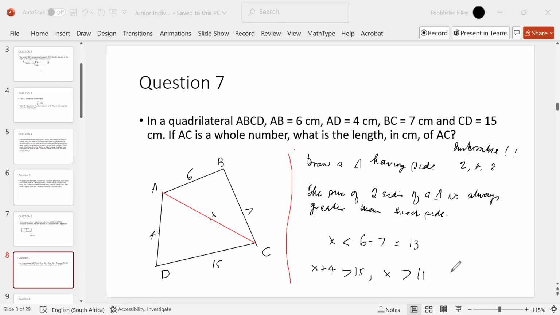So there you have it. You have this X is a whole number. It's greater than 11 and smaller than 13. There's only one whole number which is greater than 11 and smaller than 13. And the answer is 12. It's a nice problem, which uses the fact that the sum of two sides of a triangle is always greater than the third side.